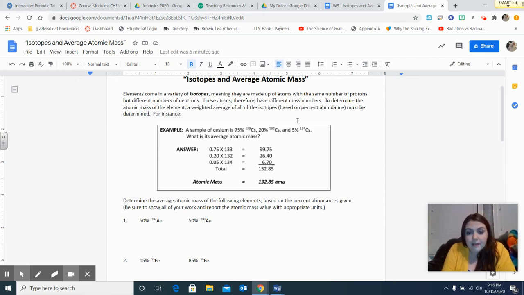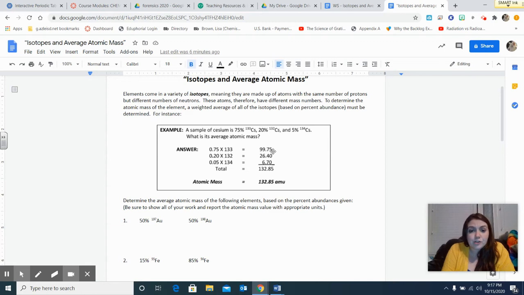So they're giving you the mass of these cesiums. And as you can see, they're different. This one's 133, this one's 132, this one is 134. And the only thing that is changing in them is their number of neutrons, making them heavier. But 75% of the cesium on the planet weighs 133 AMU. 20% of the cesium on the planet weighs 132, so a little less AMU. And only 5% of the cesium is 134, being the heavy version, okay?